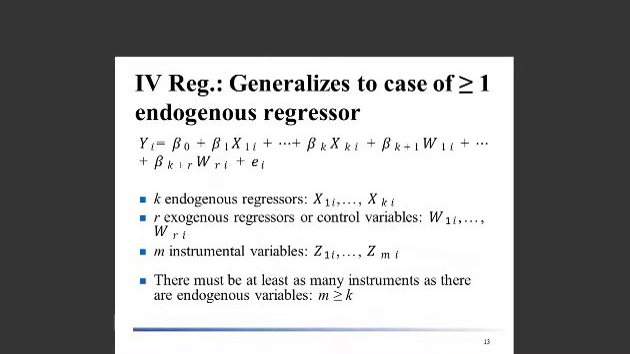This IV regression can generalize to the case of more than one endogenous regressor. So if we had K endogenous regressors, X1 through Xk, and exogenous variables, W1 through WR, you would need M instrumental variables such that M is greater than or equal to K, implying that each endogenous regressor should have at least one instrument. It can have more than one.